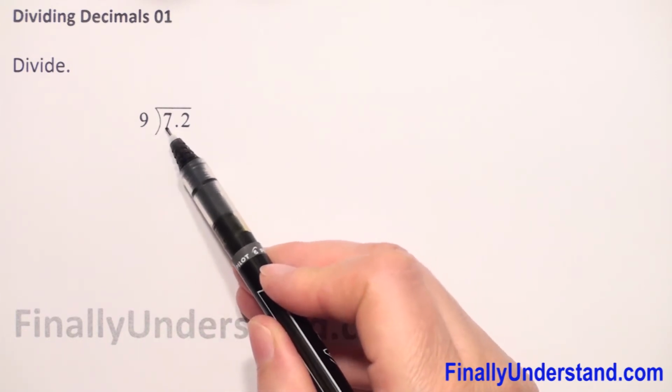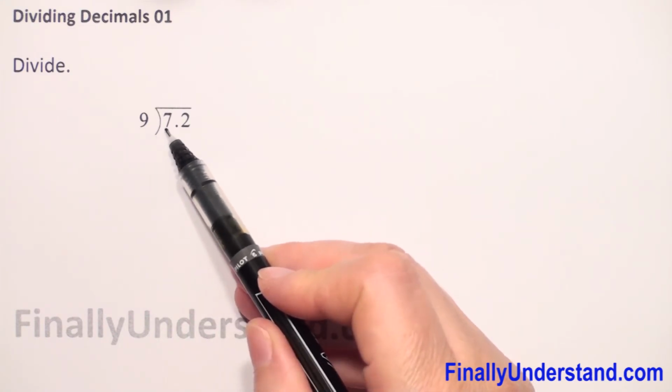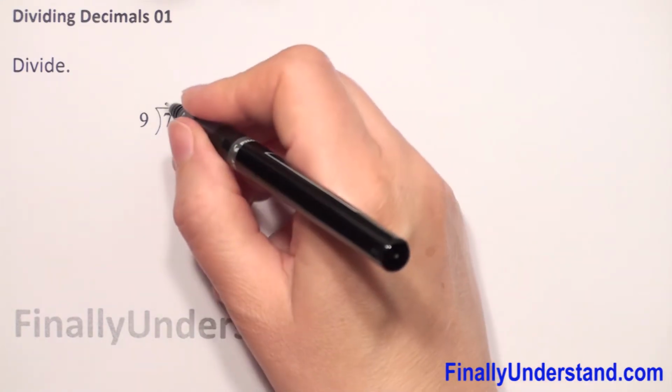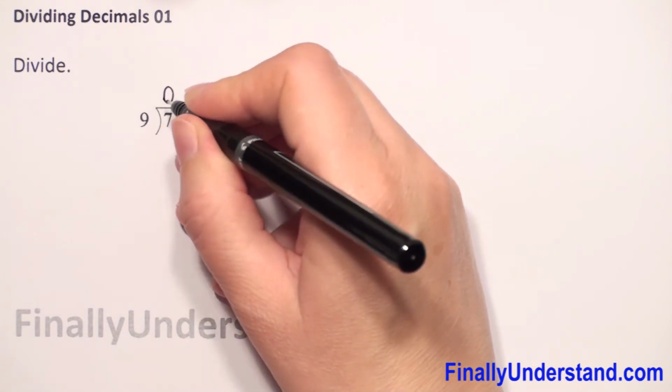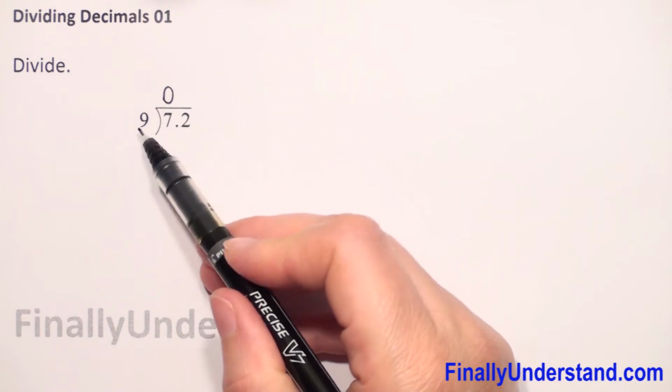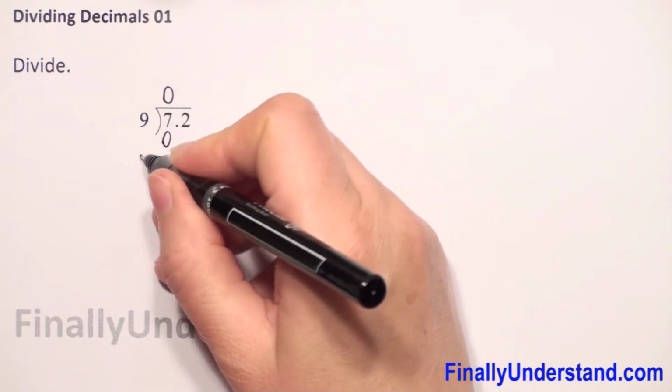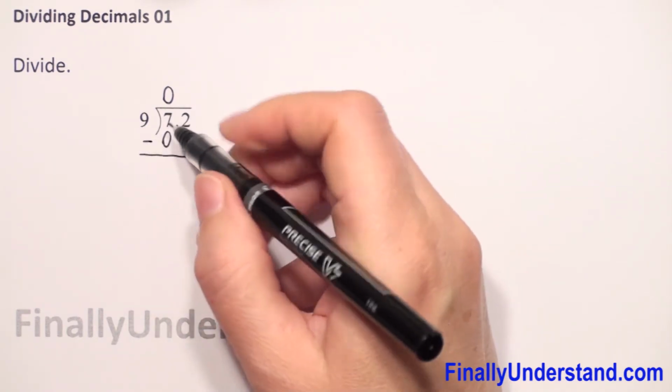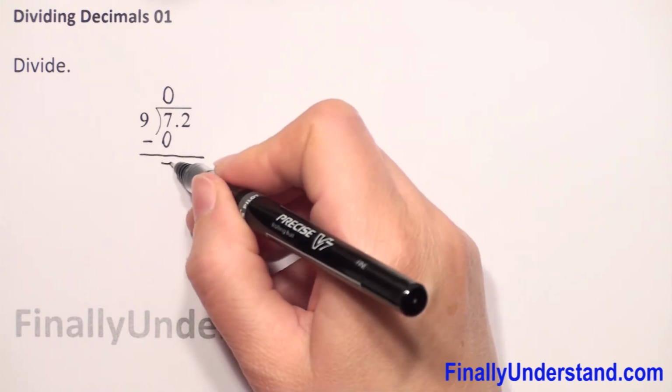So first we have 7. We have to check the first digits, 7 and 9. How many times can you put 9 into 7? 0. So on the top we have to write 0. And what next? We have to do multiplication. 0 times 9 is 0. So next we have to do subtraction. 7 minus 0 is 7.